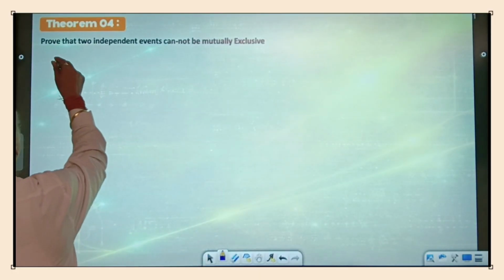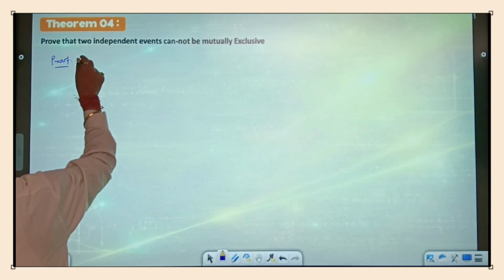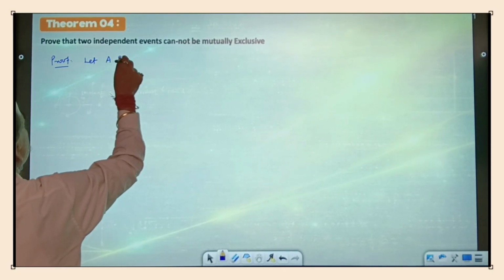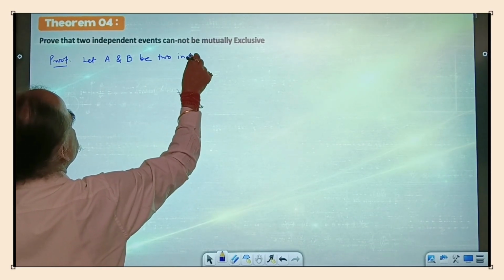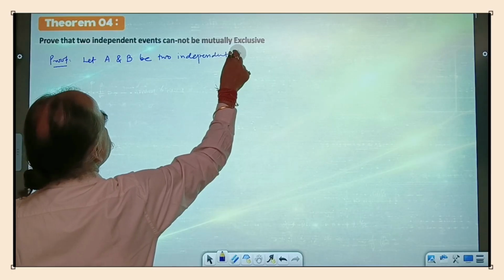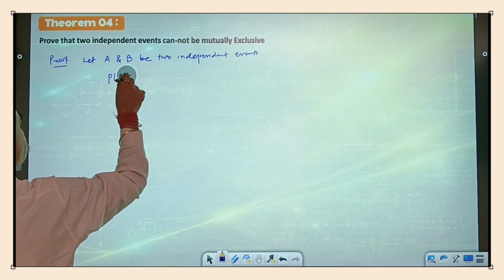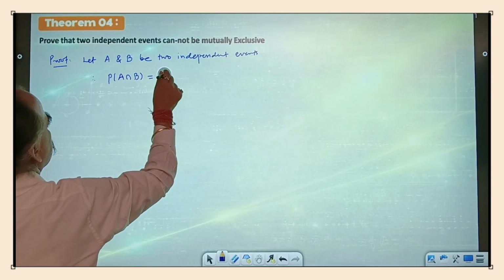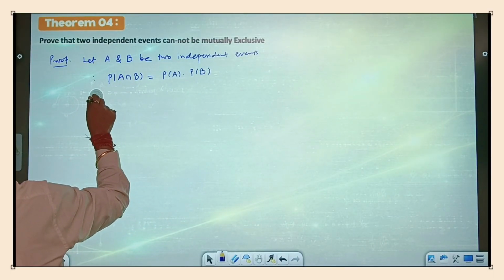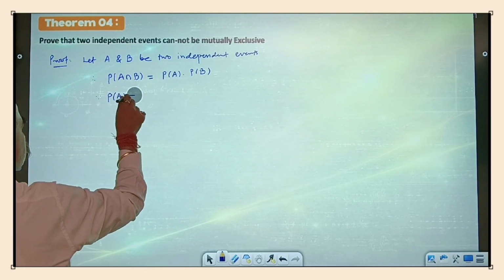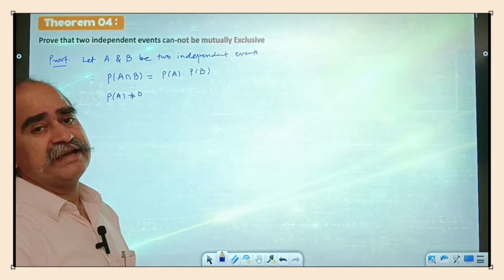Let us prove this. Let A and B be two independent events, therefore P(A intersection B) will be what? P(A) into P(B). Since P(A) cannot be 0. If P(A) becomes 0, then A will be empty. That means A is what? Impossible event.